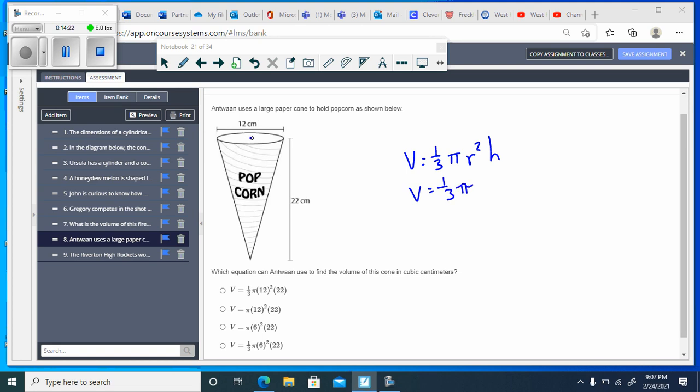Our radius would be halfway across. Okay, so if the diameter is 12, half of that is 6 squared, and our height is 22. 1/3 pi 6 squared times 22. There's our answer right there.